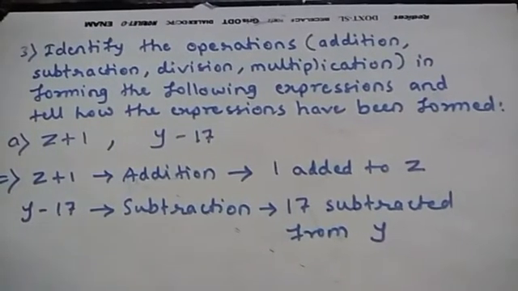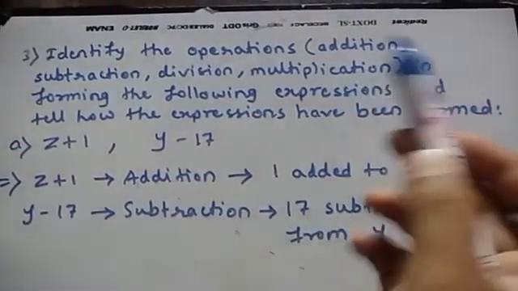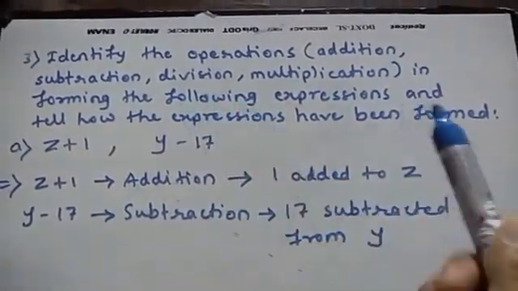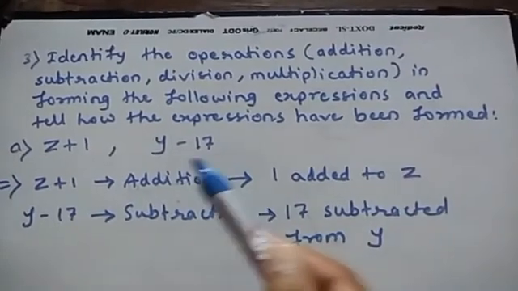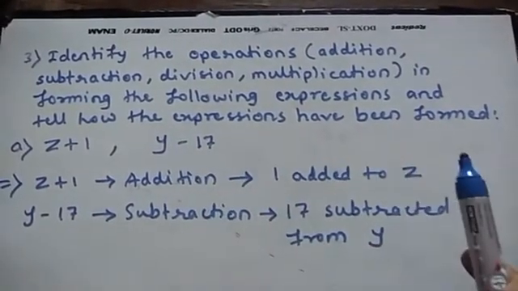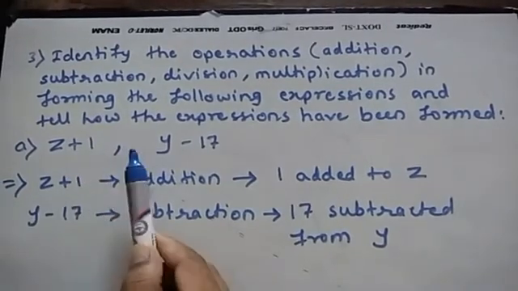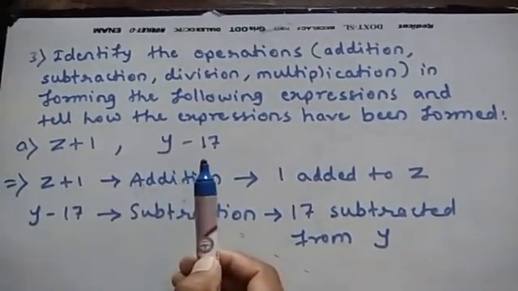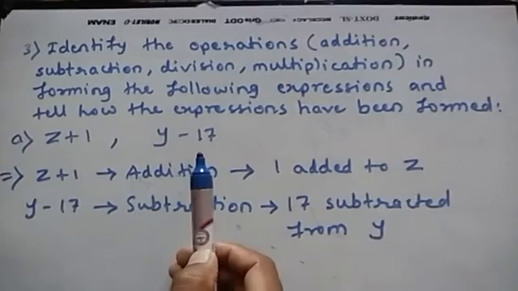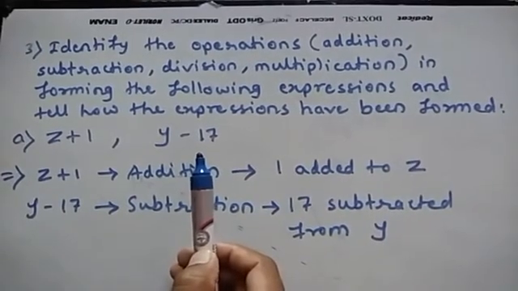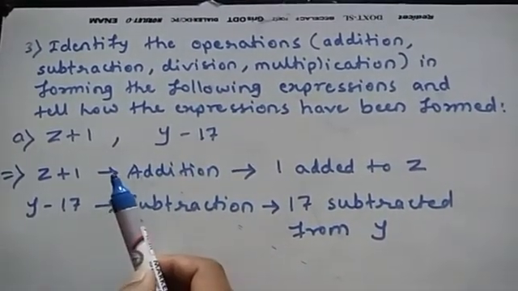See one more question here. Identify the operations addition, subtraction, division, multiplication in forming the following expressions and tell how the expressions have been formed. Now here one example is given, z plus 1 and y minus 17. These two expressions we have. Now we have to see which operations are used to form that particular expression.